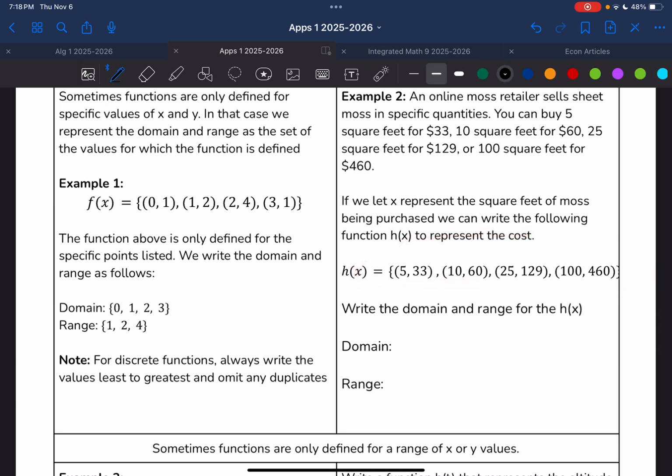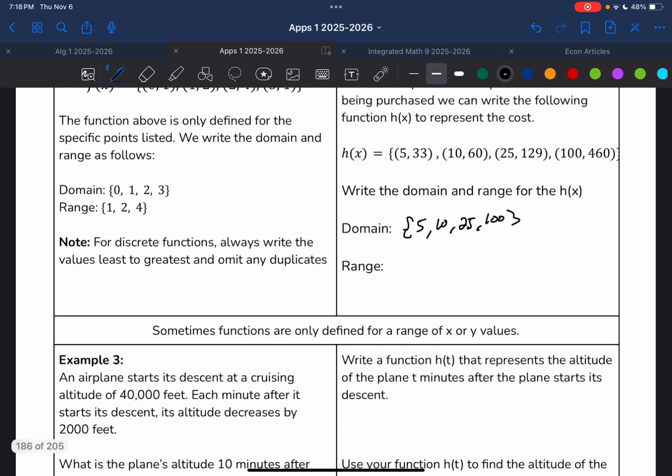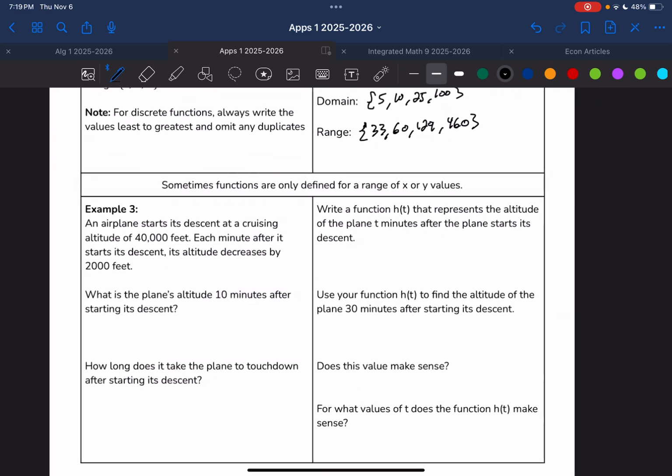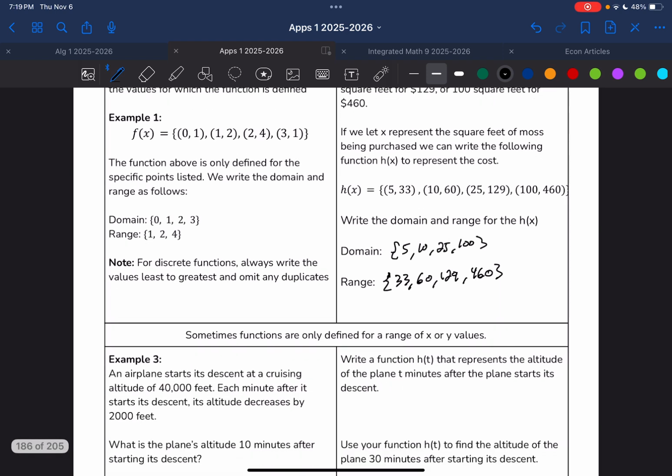So the domain of that function is just all of the possible square footage that you can buy, that being 5, 10, 25, and 100. And then the range, that's all of the possible prices that you can pay. So 33, 60, 129, and 460. So sometimes you'll have a discrete function and you want to be aware of when the function is actually defined between the values and when it is just defined at those values.